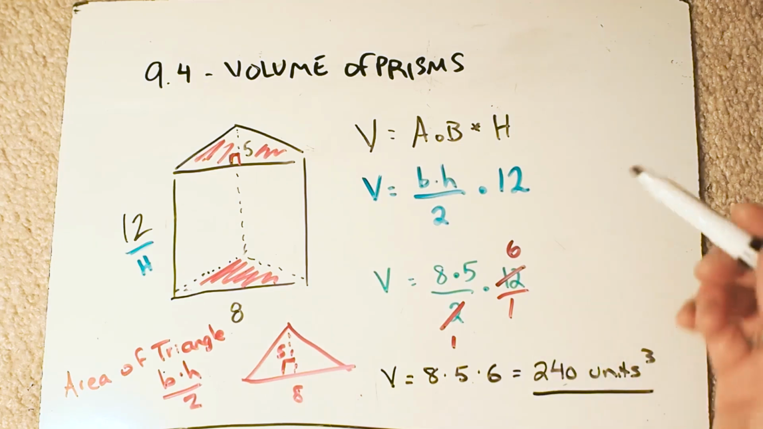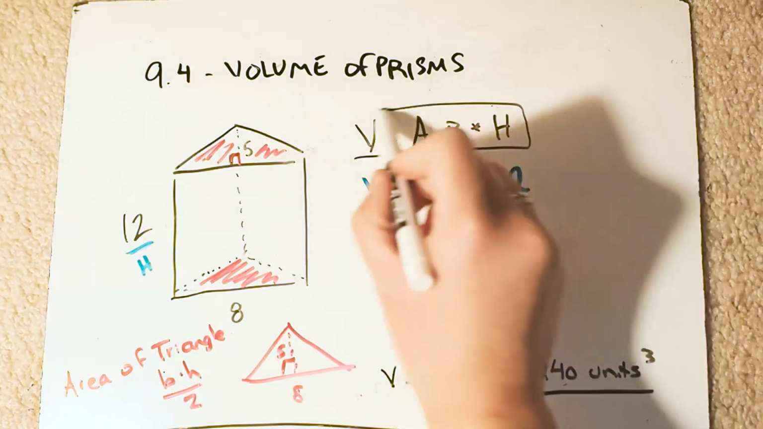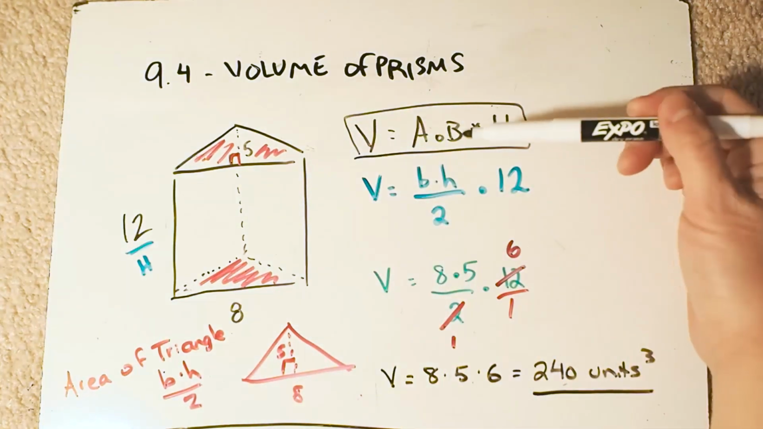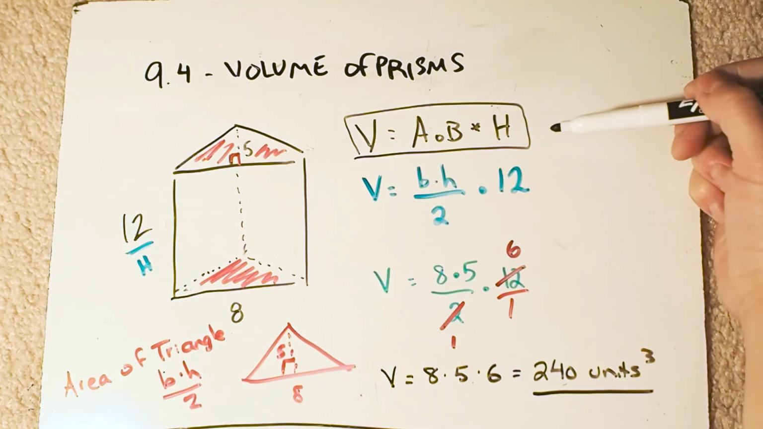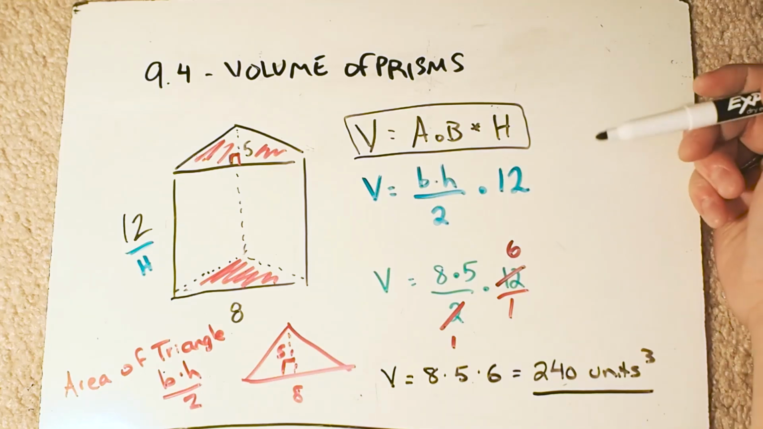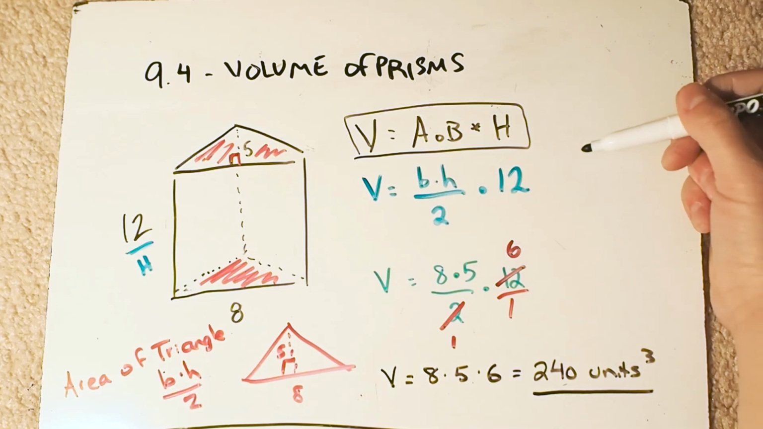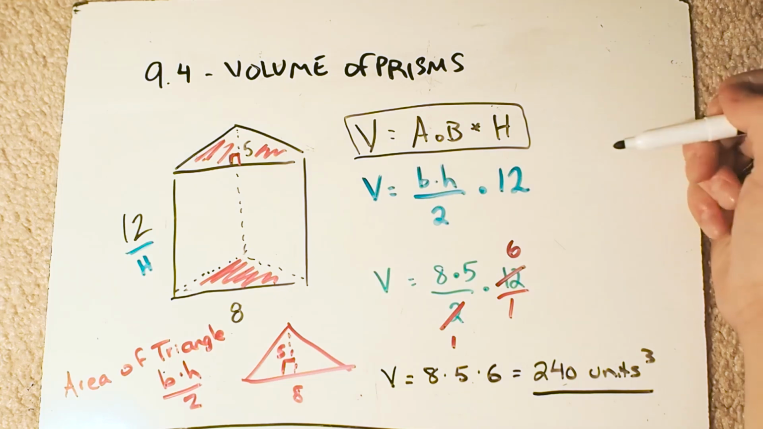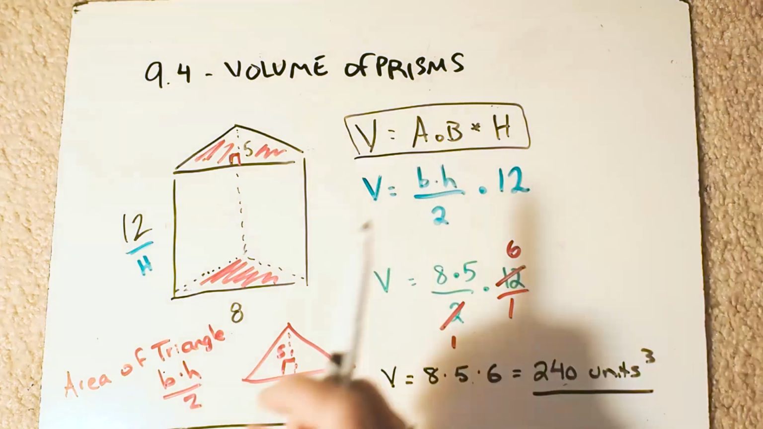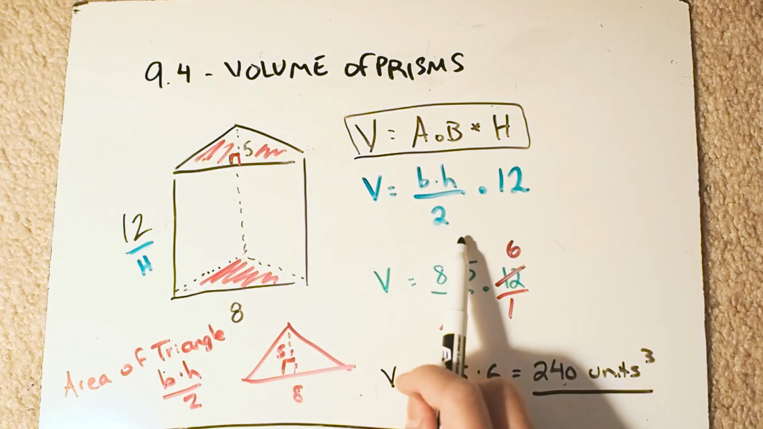Let's recap. Our formula for all volumes of all prisms is always going to be volume equals the area of the base times the height. But every prism may have a different shape of base, meaning you're going to have to decide what formula to use for the area of the base. In the first example, the base was a rectangle. In this case, the base was a triangle, so we used a different formula to find the area of the base before we multiplied it by big H.